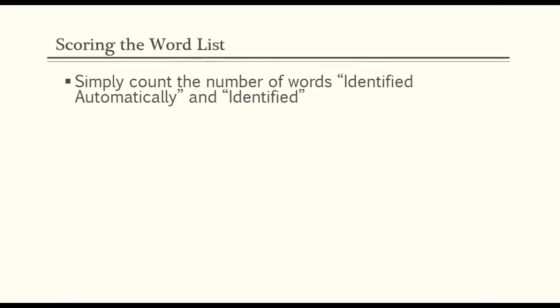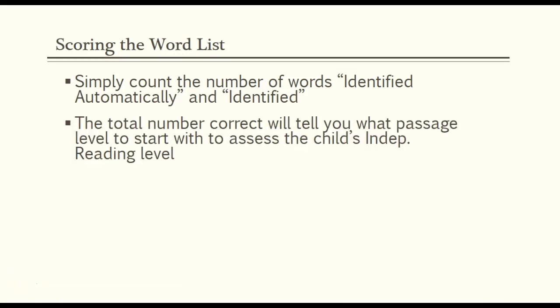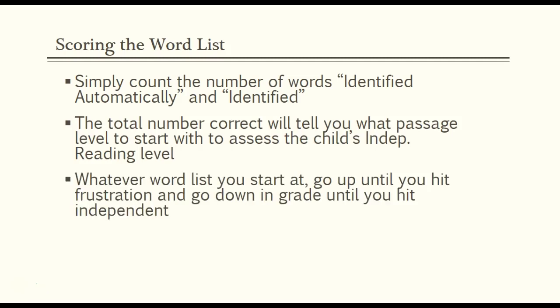All right, so scoring the word list, all you have to do is count up the number of words identified automatically, and those identified. The total number correct will tell you what passage level to start with to assess the child's reading level. Whatever word list you start at, go up until you hit frustration and go down in grade until you hit independent.